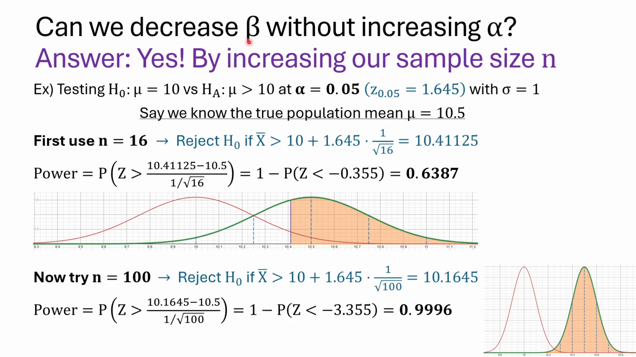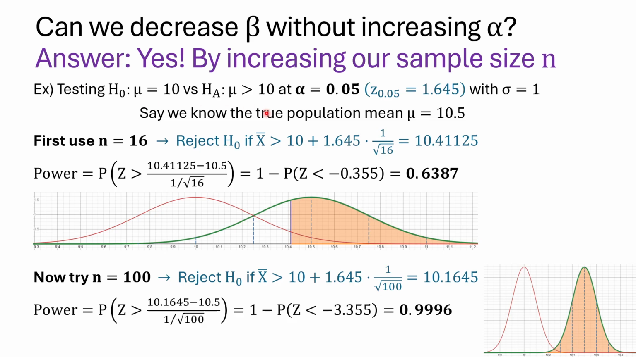Notice we did exactly what we were trying to do here. We decreased beta, increasing the power, while keeping alpha the same. Notice it was 0.05 for both. We had it here and here when determining the rejection regions. And all we did was we increased the sample size. We had the same standard deviation. We had the same test we were setting up.